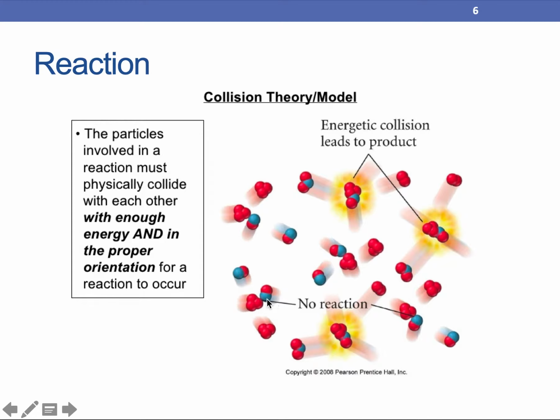So, for instance, we don't have any reaction taking place in this instance. However, because in this instance this molecule fits directly into this molecule here, and they have the right amount of energy, we have a product being formed. So this is a new product, and that's a new product. So a reaction has taken place. So there is constant collision taking place. You need the right amount of energy and the right orientation.